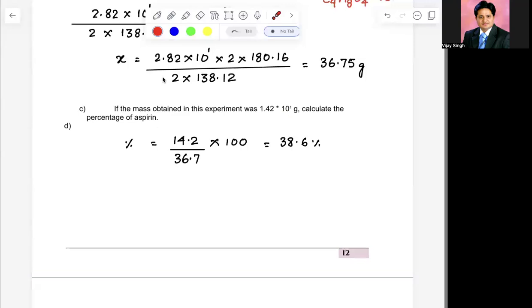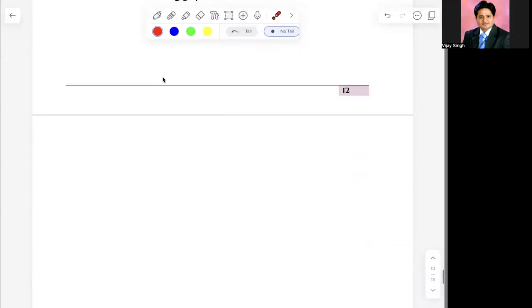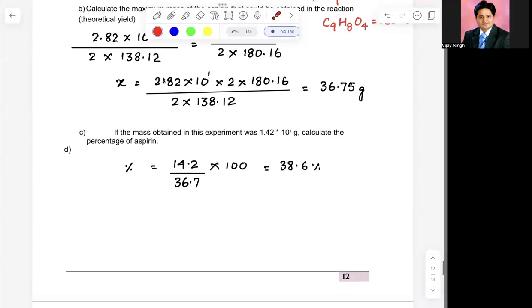Now the last part of the question: if the mass obtained in this experiment was 1.42 times 10 raised to the power 1 gram, calculate the percentage yield of aspirin. So here you have 14.2 grams. So 14.2 divided by 36.7 multiplied by 100 gives you 38.6%. So that was the last question for the revision assignment for criteria A. Good luck with your test.